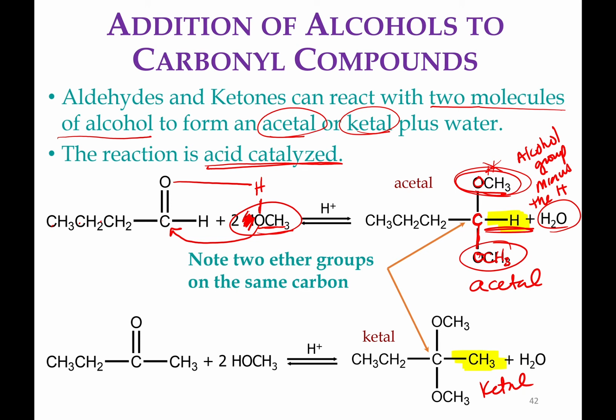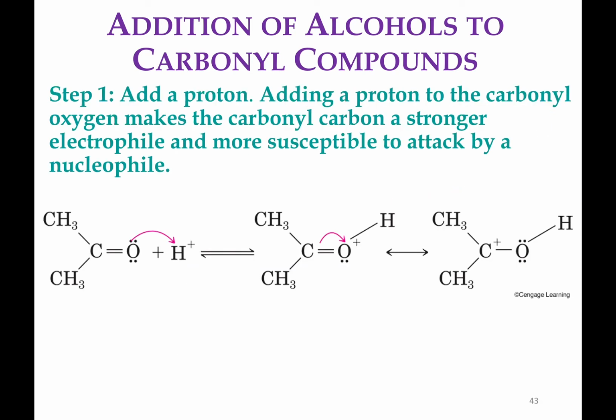So how is this happening? I'm going to show you the whole mechanism. If you don't like mechanisms and they make you run screaming, then run screaming or fast forward or whatever you've got to do. So step one is we add the proton. This is from the acid. Remember, this is acid catalyzed, so we're going to have this acid in solution. The electrons on the oxygen are attracted enough to that acidic hydrogen that they're going to grab it and form this bond.